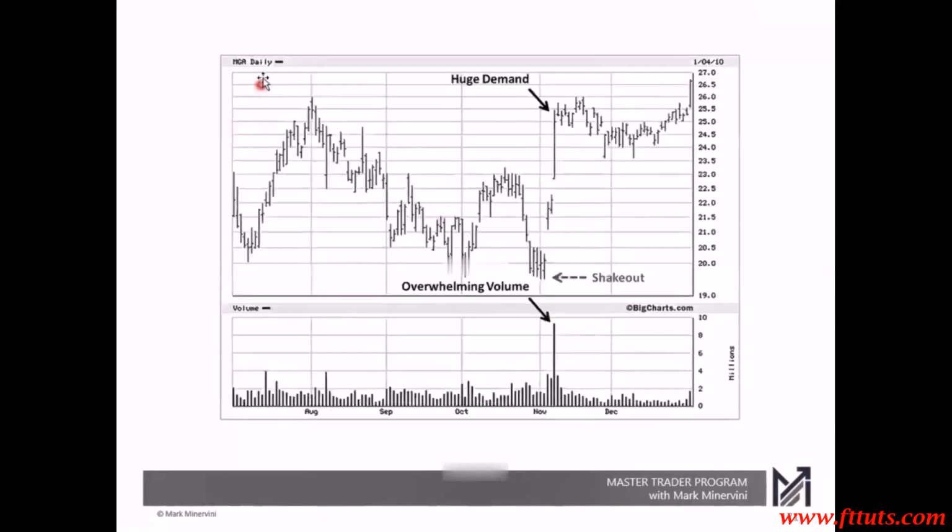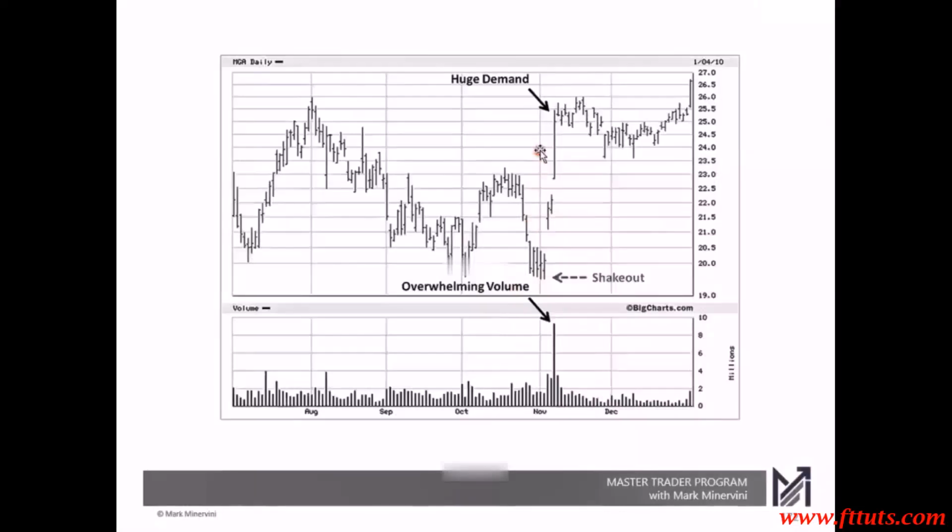Take a look at right here in MGA. Look at the right side. You shake out that low, and then you just come ripping back. One of the keys that you know that it was a shakeout, and you've wrung out, part of wringing out that towel, this is one of the twists within those several twists or the contractions, is coming off the lows after you undercut, that you come ripping back, and that shows that institutions are coming in there.